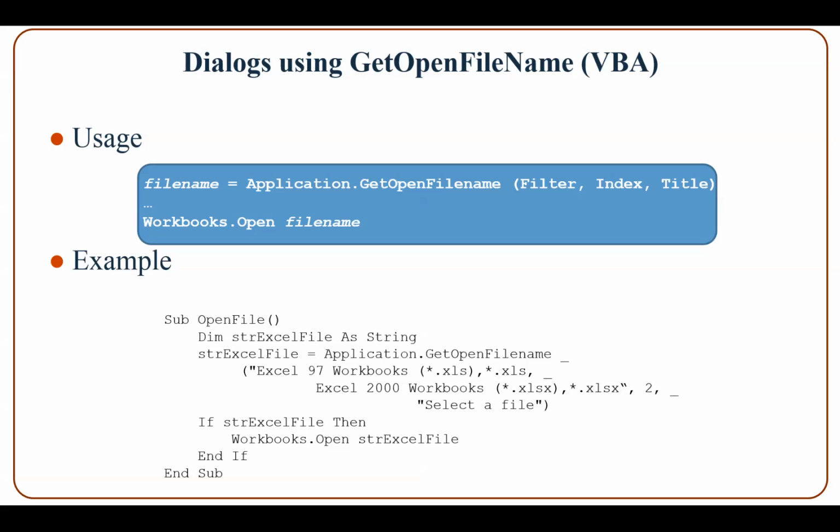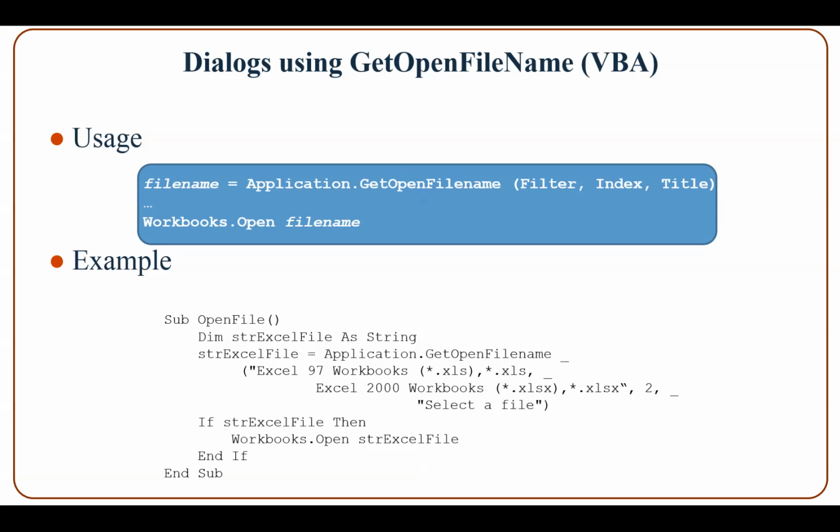If you don't want to use the FileDialog property, another way is to use the GetOpenFileName and GetSaveAsFileName methods of the application object. And once you have the file name, you can do anything with that. For example, open the file, and the files have to be Excel files, in order to open by calling the Open method of the Workbooks collection.